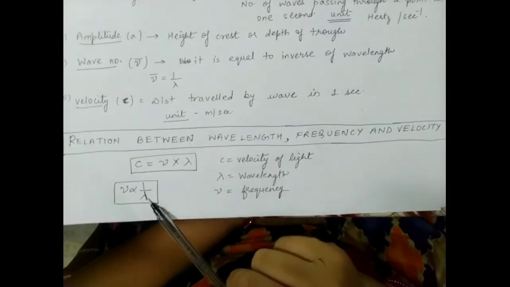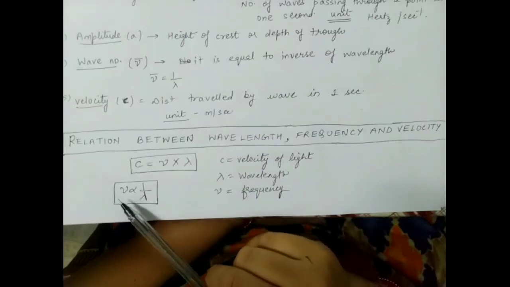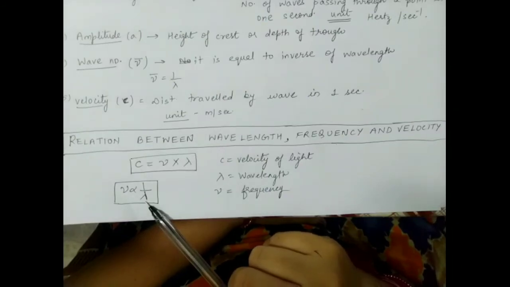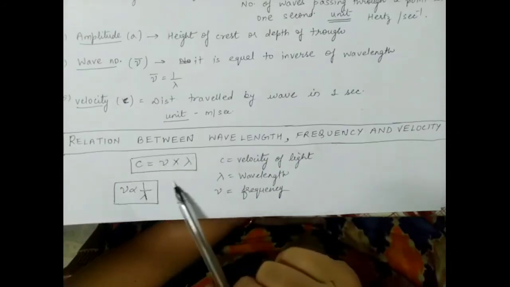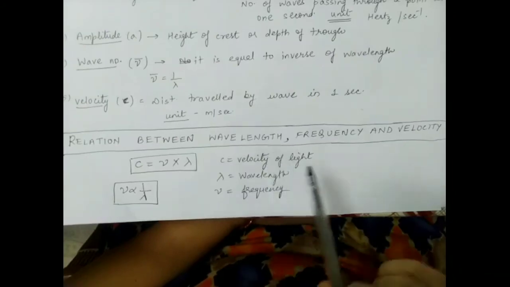So we can write like this. c is constant, so we can write that frequency nu is inversely related to wavelength. Okay, suppose the electromagnetic radiation has large frequency, its wavelength will be less, or vice versa. So this is the formula which is showing the relation between the three quantities: wavelength, frequency, and velocity.